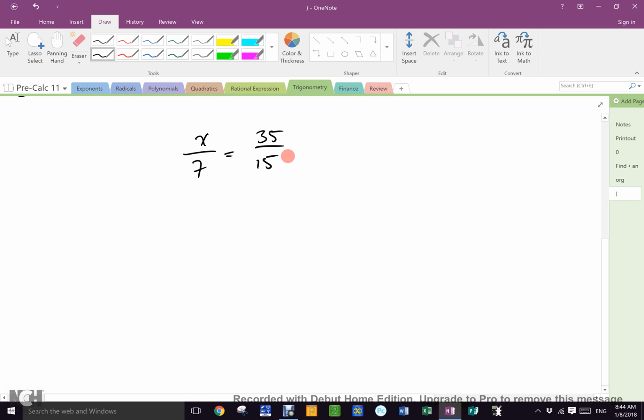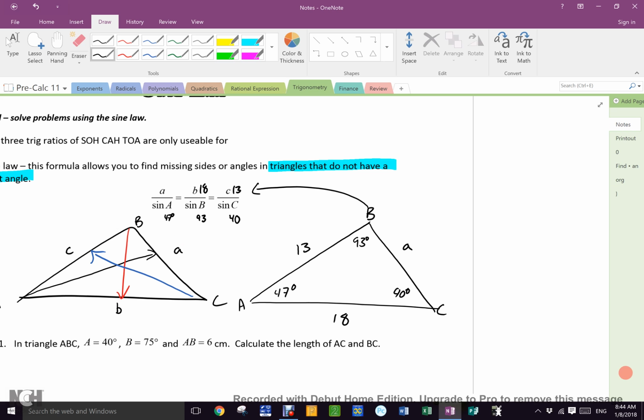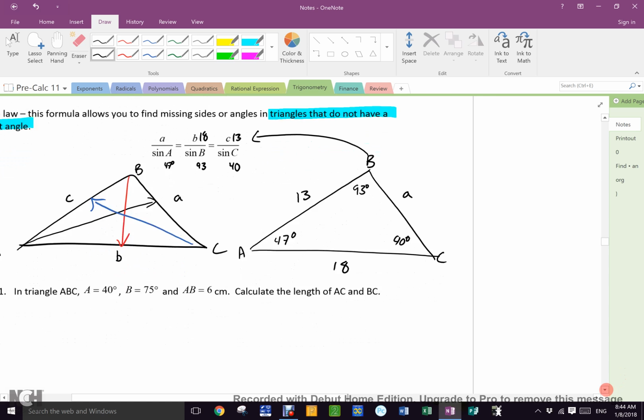Cross, right? Now the only difference is instead of this being 7, it's the sine of 7. So what would you do? You would still cross. But instead of doing 35 times 7, you do 35 times the sine of 7. Is everybody cool? Okay, so let's go back to our notes and let's work this out.